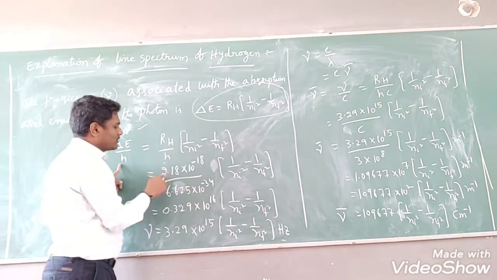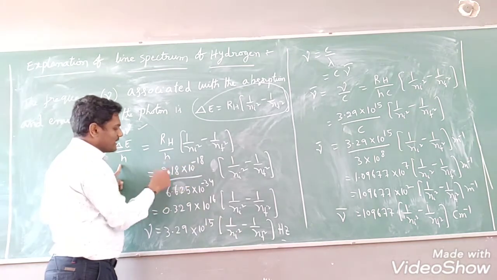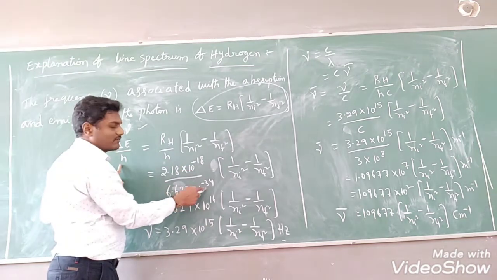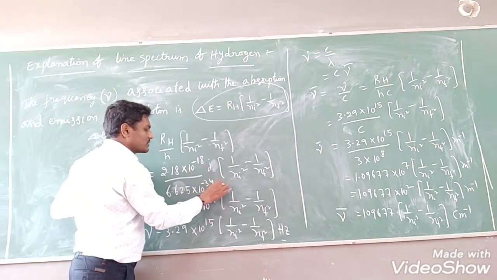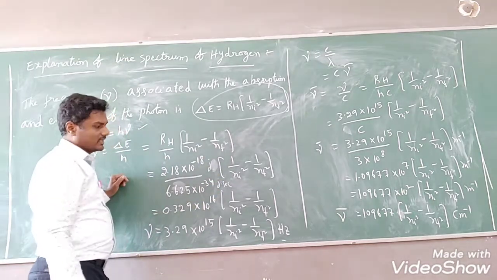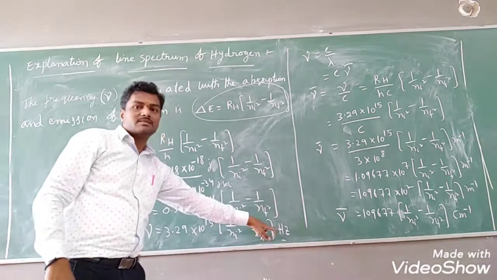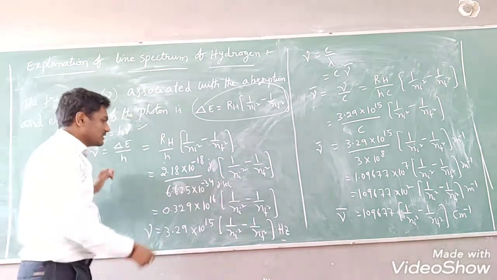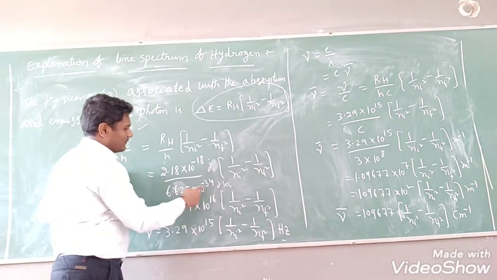So the RH value is a constant, 2.18 × 10^-18 joules. The h value is 6.625 × 10^-34 joule second. This is in joules, and this is in joule second, right? Joule cancels, then you will get second inverse. Second inverse is also nothing but hertz. So this expression will be in terms of hertz, students, right? Now you take 1/Ni² − 1/Nf².